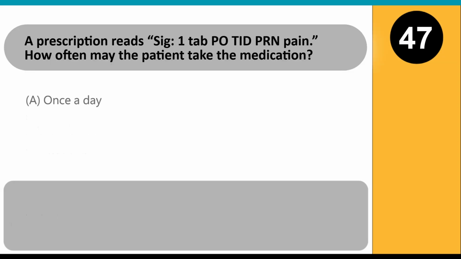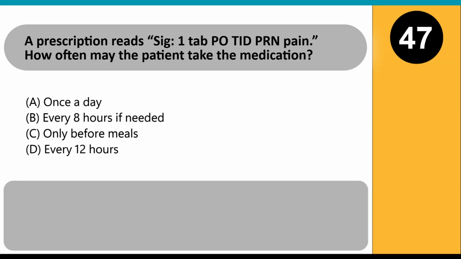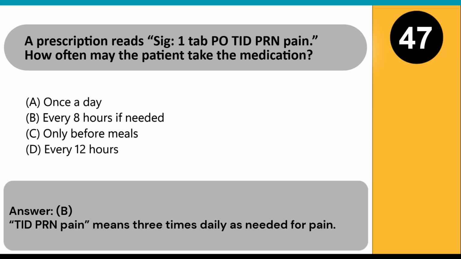A prescription reads Sig. 1 tab PO TID/PRN pain. How often may the patient take the medication? A. Once a day. B. Every 8 hours if needed. C. Only before meals. D. Every 12 hours. Answer B. TID/PRN pain means 3 times daily as needed for pain.